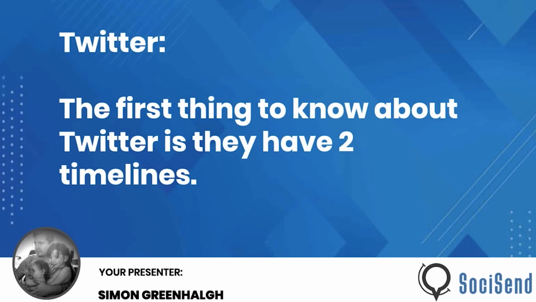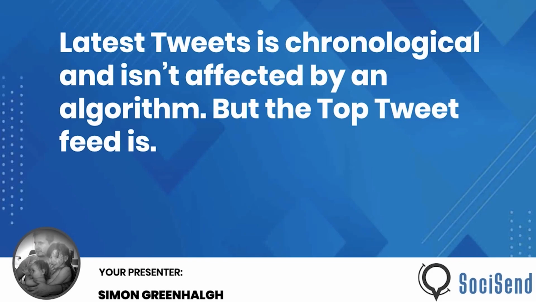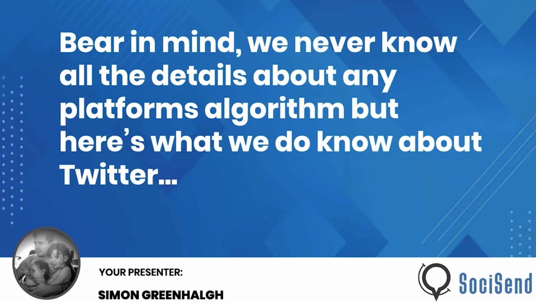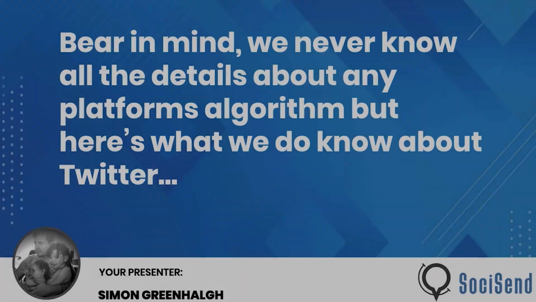So Twitter. Now, the first thing to know about Twitter is, if you're a user of Twitter, I'm not actually a massive user of Twitter, but I do know about it from a marketing point of view. They have two timelines. Latest tweets is chronologically ordered, and it isn't affected by an algorithm. It's literally just the latest tweets. But the top tweet feed, which is where they've put most of their efforts, is affected by an algorithm. Now, bear in mind, we never know all the details about any platform's algorithm, but here's what we do know about Twitter.